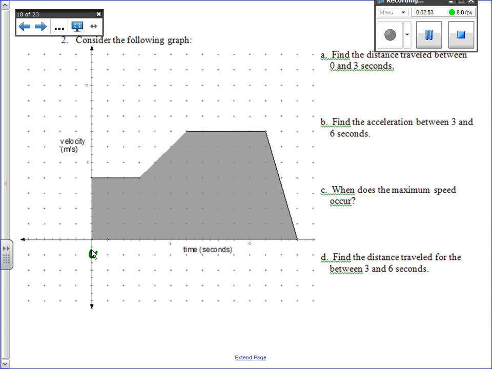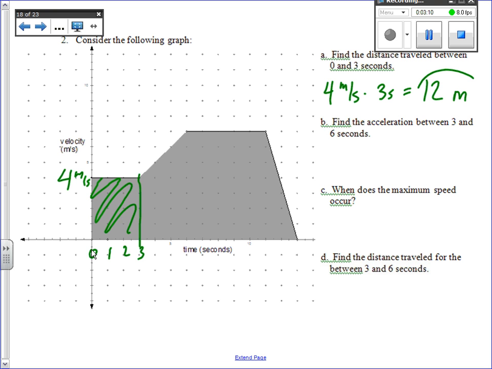So here's 0, 1, 2, 3 seconds. The distance traveled, again, will be this area. This object is traveling at 4 meters per second for a period of 3 seconds. 4 meters per second times 3 seconds is equal to 12 meters. It's positive 12 meters because it's above the x-axis. And you'll notice if you actually look at the area, you actually have 12 squares there, where each square represents 1 meter per second.